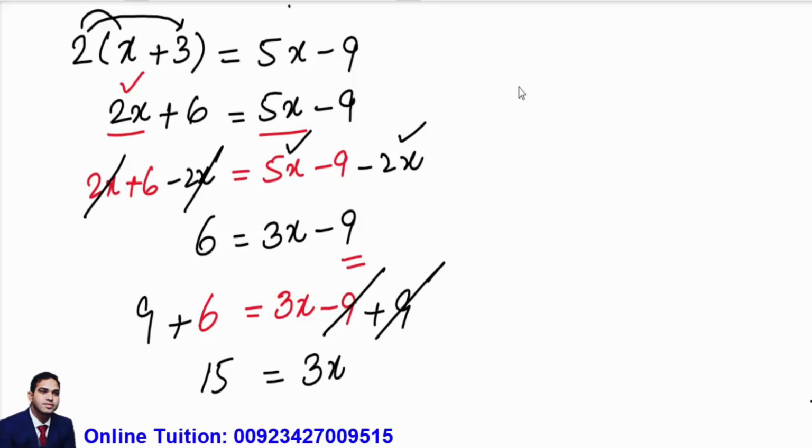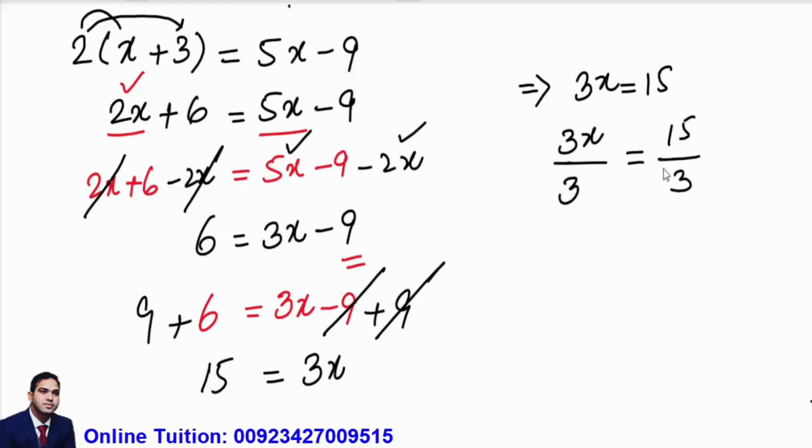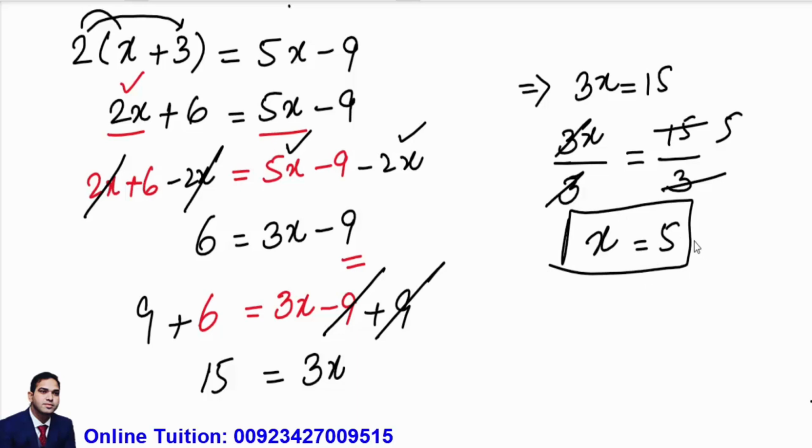Now we have a situation right now. 3x is equal to 15. For this, dividing by 3 on both sides, you will get the answer of x. 3x, 3x cancel, this is x, and this is 3, 3 5s are 15. This is 5. This is the answer of x. You can easily find the answer of x in this type of question.